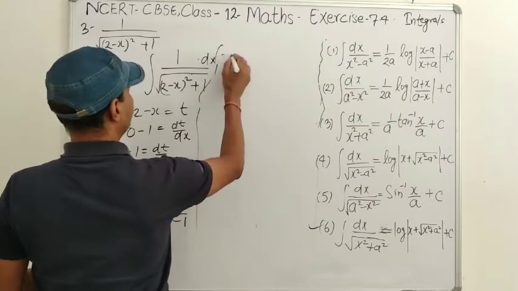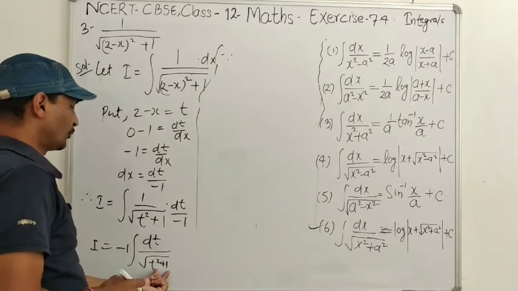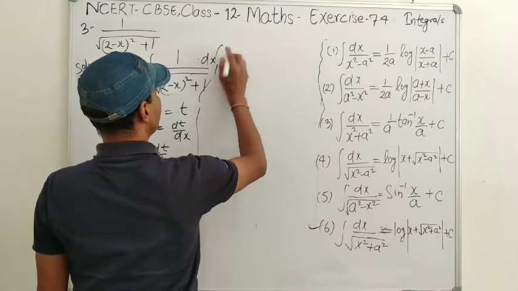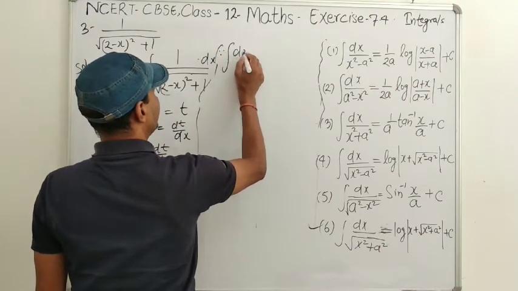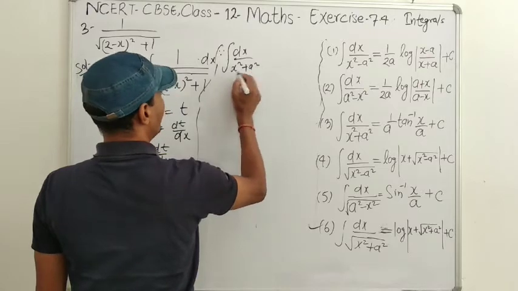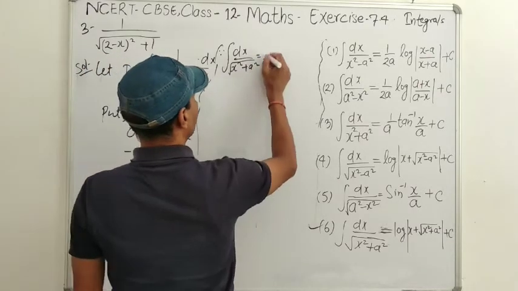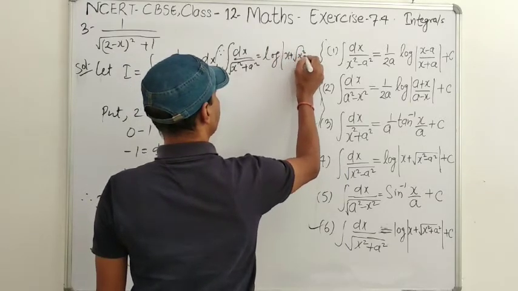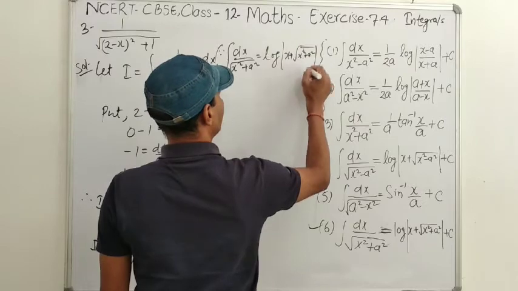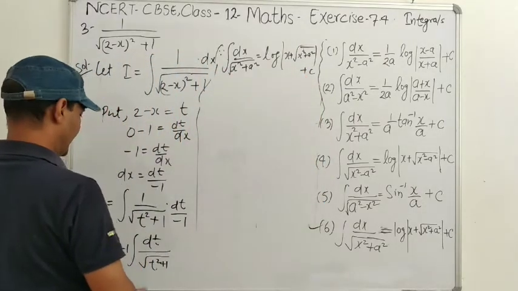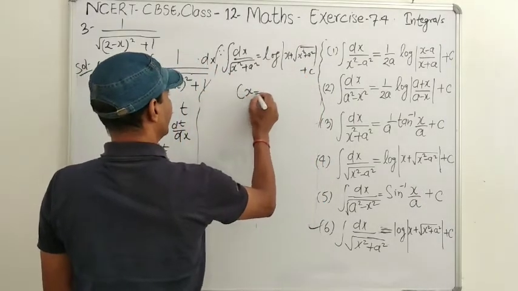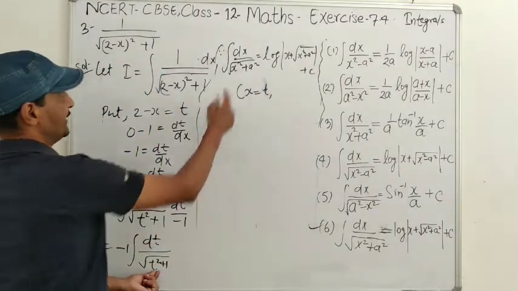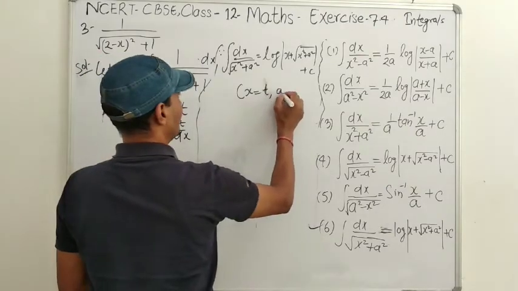So what is our formula? dt by root over x square plus a square. So right here the formula is: integral of dx by root over x square plus a square equals log of x plus root over x square plus a square plus c. Here, in the place of x equal to a, x is equal to t. Compare: x is t, a is 1, a is 1.